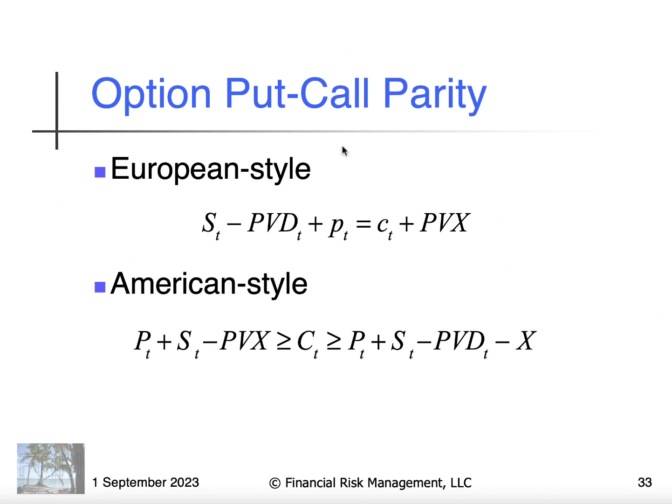Put call parity, if it's a European style option, then the put call parity is an exact equality. One way to write this is the call option plus the present value of the strike should equal the stock less the present value of the dividend plus the put. You could think of this as buying the stock and buying a put. This is known as portfolio insurance or protective put buying.